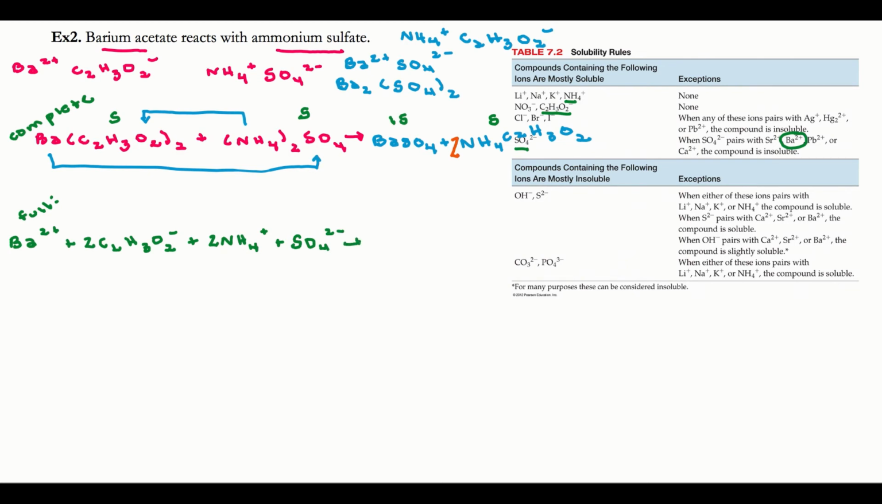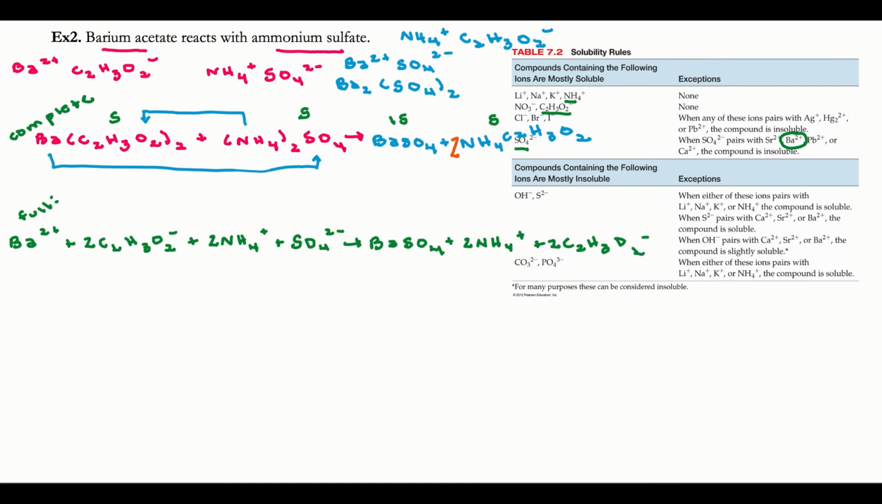Since barium sulfate is insoluble, I'm just going to write it as BaSO4. Okay. My other product is ammonium acetate, which is soluble, so I'm going to break it up into its ions. So I have 2 ammoniums, NH4 pluses, and I have 2 acetates. Okay. So that is my full ionic.